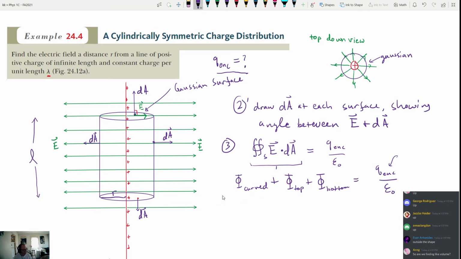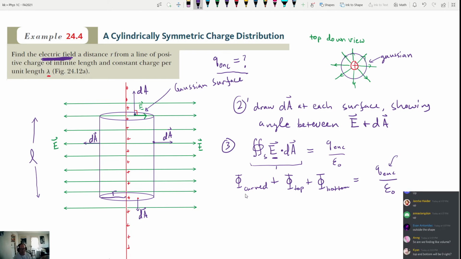So are we finding like volume? No, we're not finding volume. We're solving for the electric field. That's what we're doing. We're trying to pull this E out of the integral, basically. So this breaks down into flux through the curved portion, flux through the top, plus flux through the bottom. Top and bottom are going to be 0, yeah.